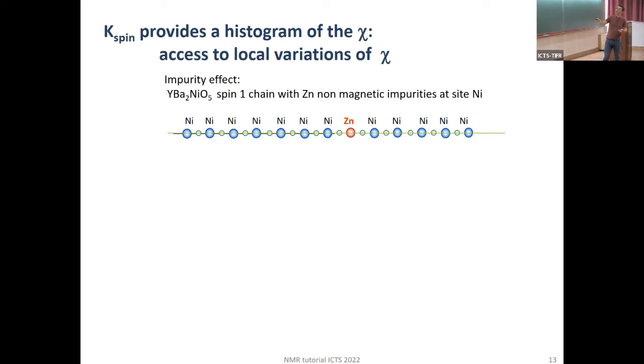So the way you do that is you substitute zinc for nickel. Nickel is your spin one and zinc has no spin. So if you put zinc, it's just like having a vacancy, it's just like cutting your spin chain. Okay. So if you put some amount, not too large, not to break the physics of the chain, but not too small so that you have many of these vacancy defects, then you can do the NMR there.